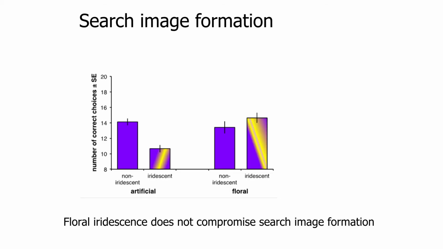the surface. But if I use the tulip replica, as I showed you with the last experiment, same sorts of results for non-iridescent, but the iridescent flowers, she has no problem with search image formation. It's just as good as if there's no iridescence at all. So actually, the floral iridescence is not compromising search image formation in any way.